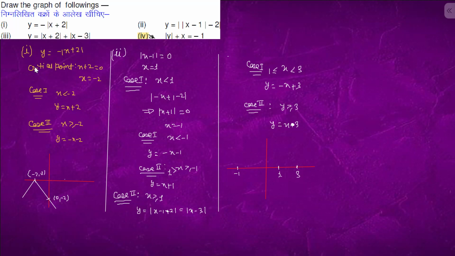Now, when x is bigger than or equal to 3, this is x, not y. That is x minus 3. So this is a graph going like this. For x less than 3 and bigger than or equal to 1, the graph is this way.